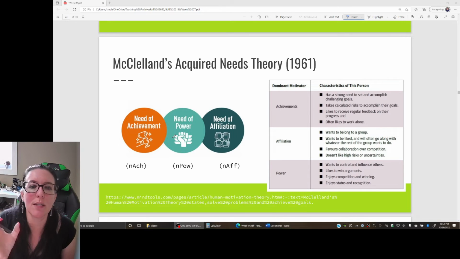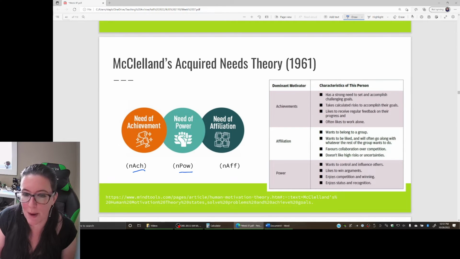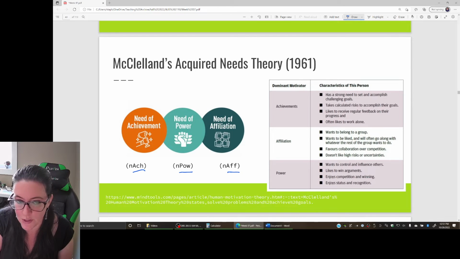So according to McClelland, everyone has a need for achievement, a need for power, and a need for affiliation. But you're going to have different levels of these, and you're going to have one that is more dominant. McClelland then looked at what makes the best management, whether you are an achiever, someone who wants power, or someone who wants to be affiliated with others. And as we look at affiliation, we look at the idea of inhibition.